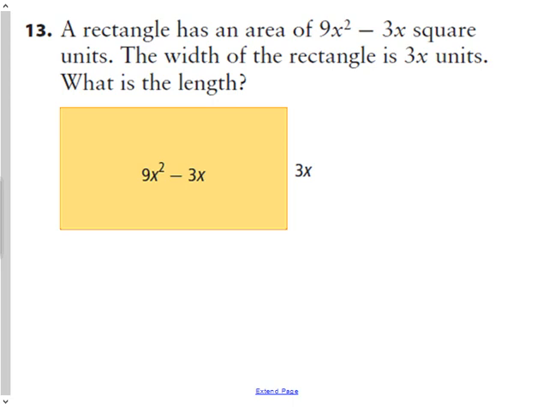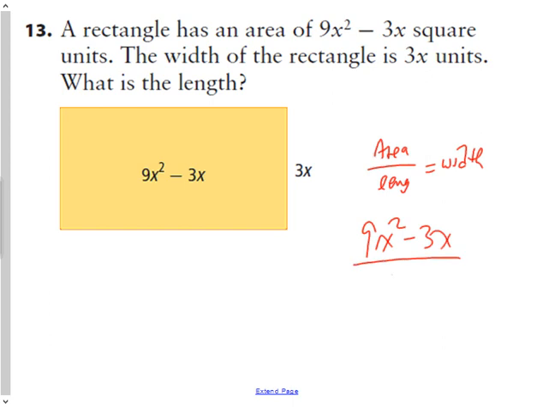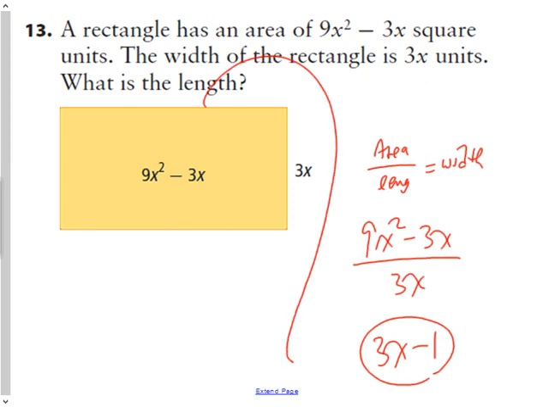This one's easy. A rectangle has an area of 9x squared minus 3x square units. The width of the rectangle is 3x. What's the length? So area divided by width equals length, or 9x squared minus 3x divided by 3x, which I know will be 3x minus 1. So therefore the missing dimension is 3x minus 1.